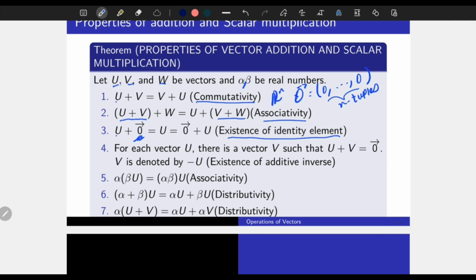And the fourth one is when you have a vector u, and if you add another vector v, and the result is 0, then we call this vector v an inverse, or additive inverse, which is usually written as v equals minus u.